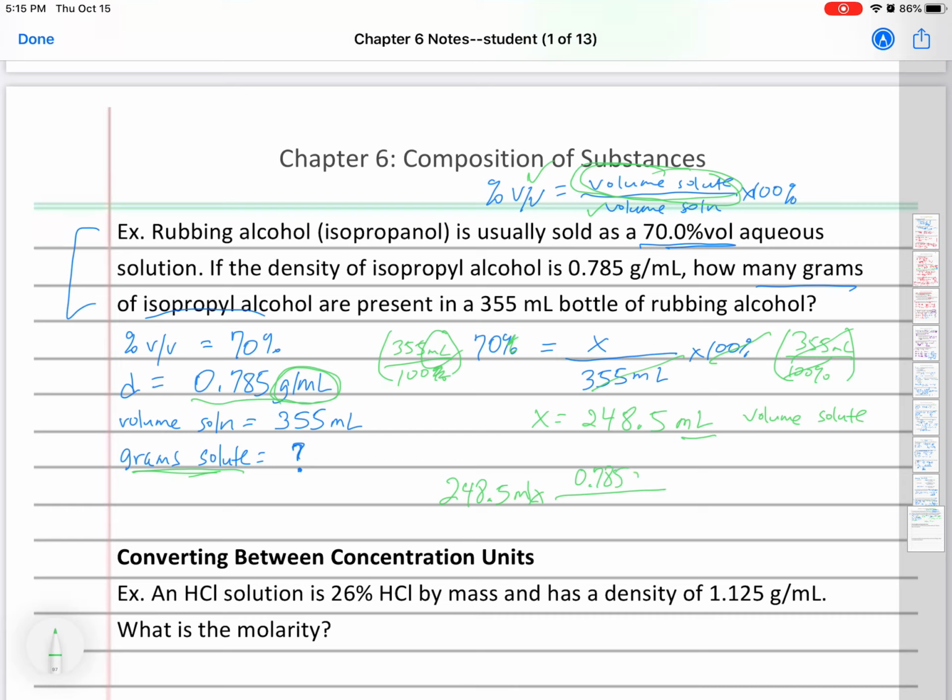So 0.785 grams per milliliter. My milliliters cancel out, and I will end up with a mass in grams. 248.5 times 0.785 equals 195 and change, but I want my answer to have 3 sig figs, so 195 grams. That is the mass of isopropyl alcohol that's in rubbing alcohol, a solution of rubbing alcohol that's 355 milliliters.